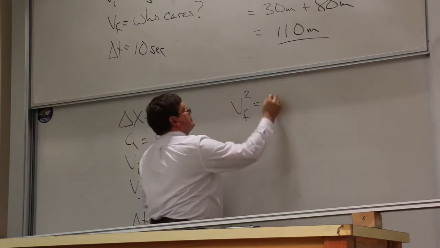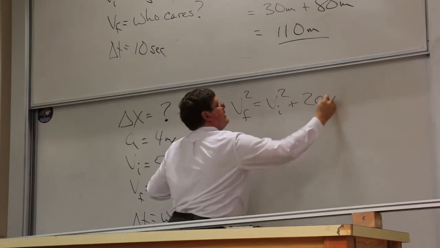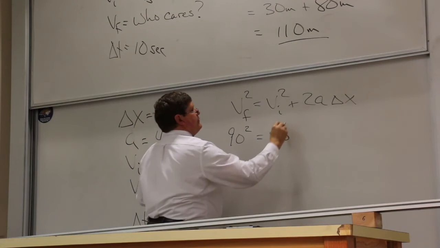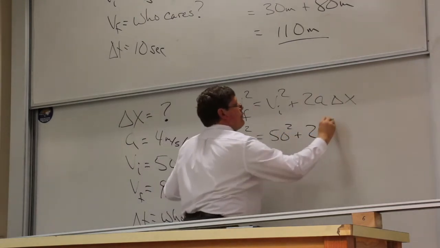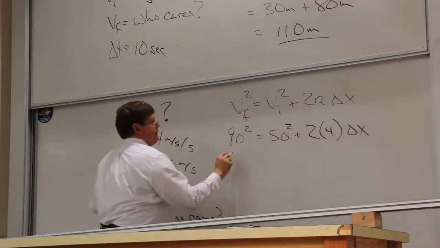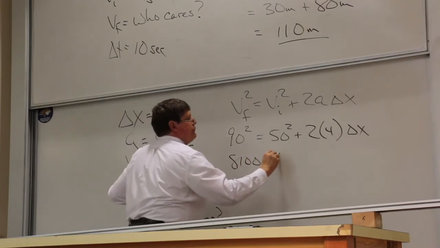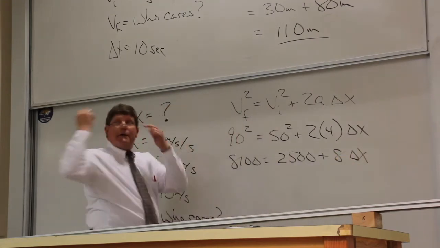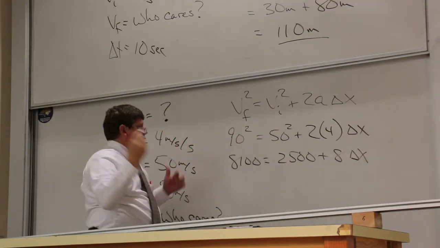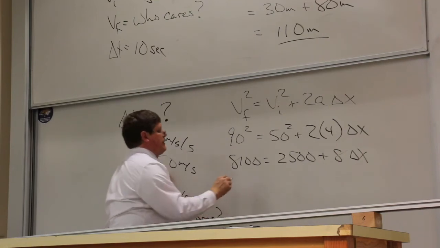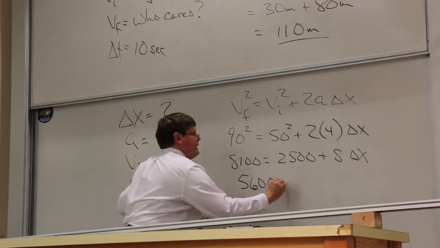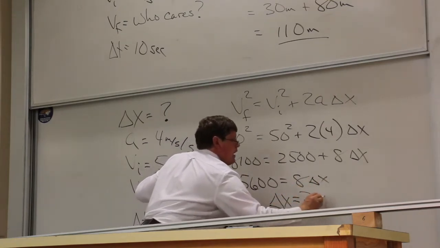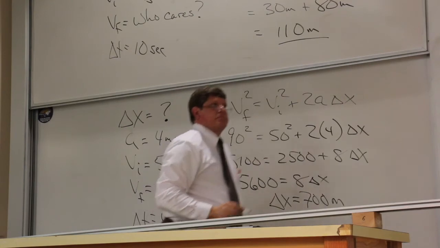V final squared is equal to V initial squared plus 2a delta x. This is going to be 90 squared is equal to 50 squared plus 2 times 4 delta x. This is going to be 8100 is equal to 2500 plus 8 delta x. I am not using my brain, people. It's turned off. Subtract 2500 from both sides. You get 5600 is equal to 8 delta x. And delta x is equal to 700 meters.